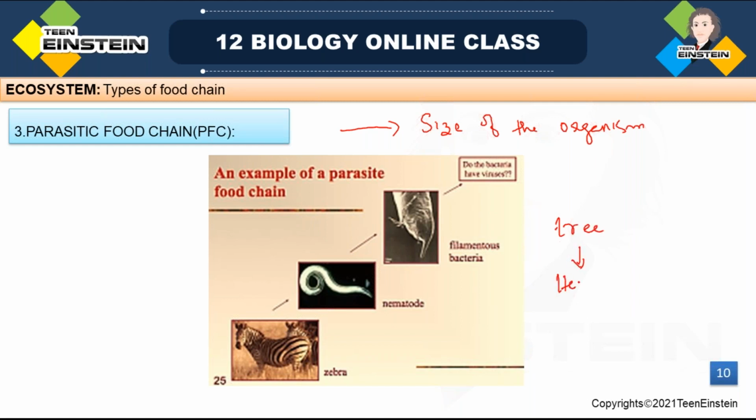Then herbivores, birds we can see. Then it is going to bugs. So these are the parasitic levels.